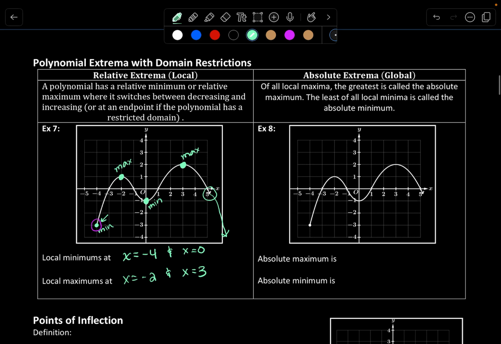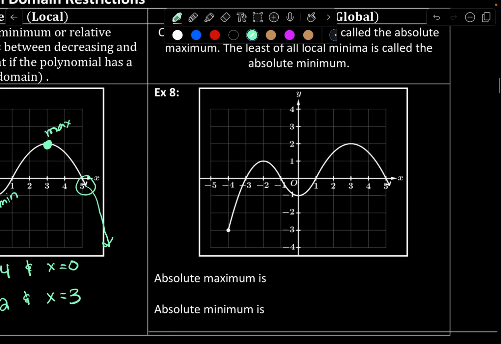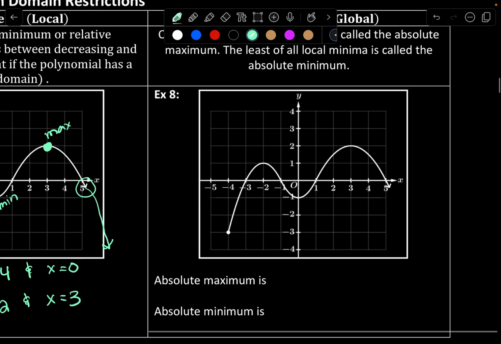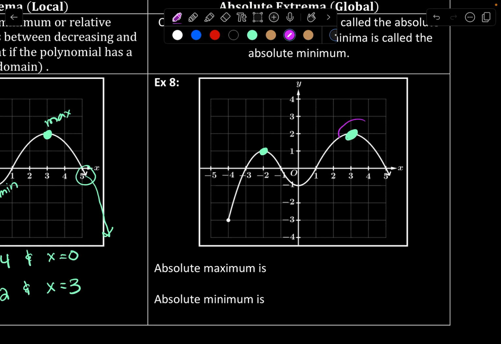Now for absolute extrema, this is still going to be the absolute highest point for the graph or the absolute lowest point on the graph. So the domain restriction does not change that expectation for absolute or global extrema. So if we look at the same polynomial, we saw that at x equals 3 we had a relative maximum, and at x equals -2 we had a relative maximum. But at x equals 3, that is the absolute highest output, which has a value of 2 for this particular domain-restricted polynomial. So we have an absolute maximum at x equals 3.